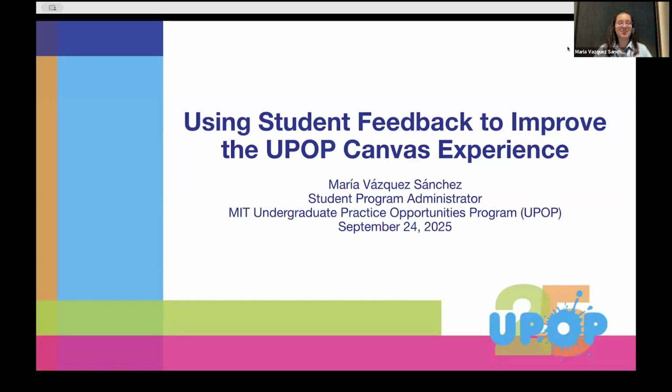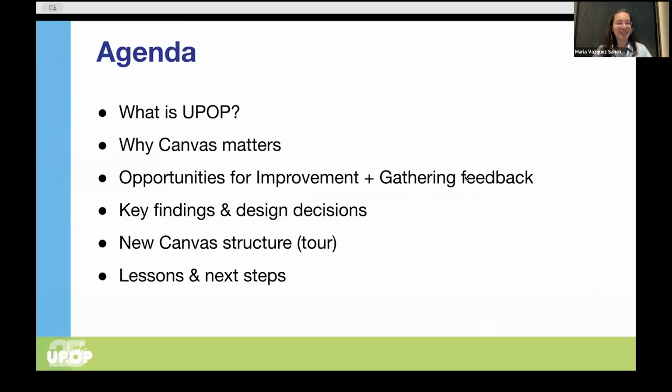So I'll be talking to you about how we use student feedback to improve the UPOP Canvas experience. UPOP is the Undergraduate Practice Opportunities Program here at MIT. And since I'm used to giving an agenda in class, I'll give an agenda here. I'll tell you a little bit more about what UPOP is, why Canvas matters to us. And I'll talk a little bit about what we saw as opportunities for improvement and how we gathered feedback, as well as some of our key findings and the design decisions we ultimately made. And I'll get a chance to show you the new Canvas structure that we're actually using this semester, as well as going over some lessons and next steps.